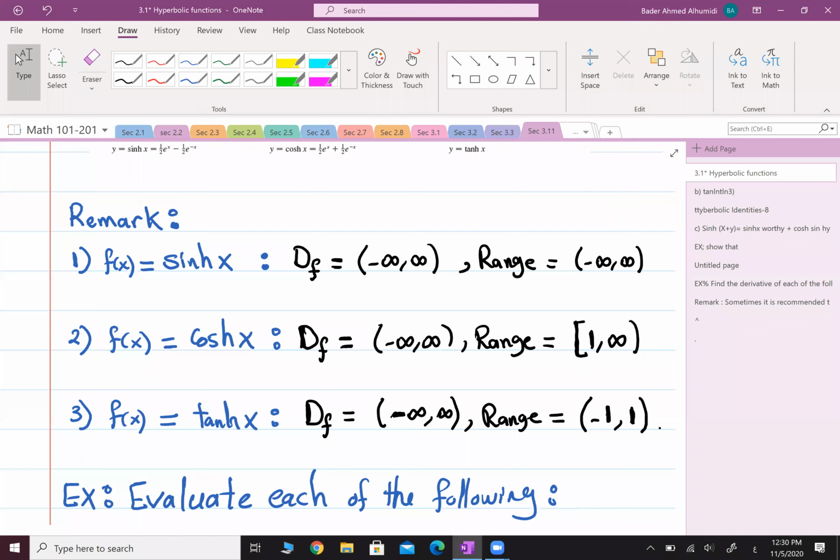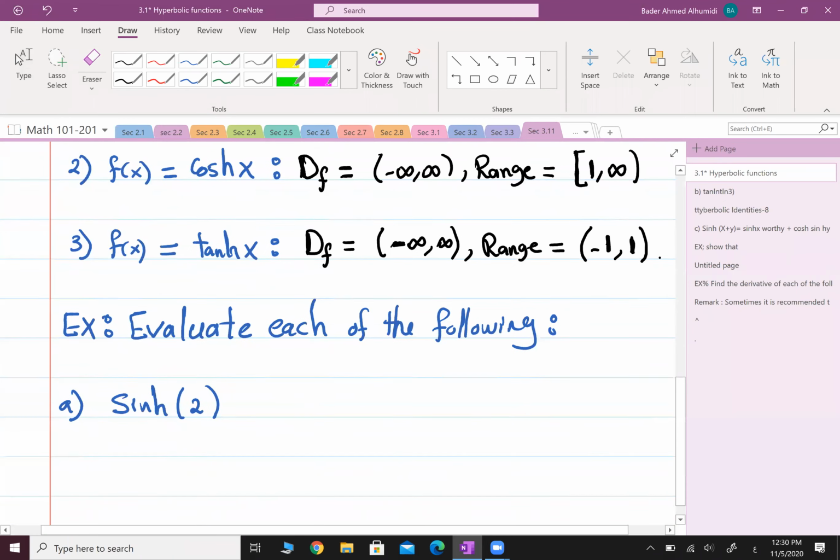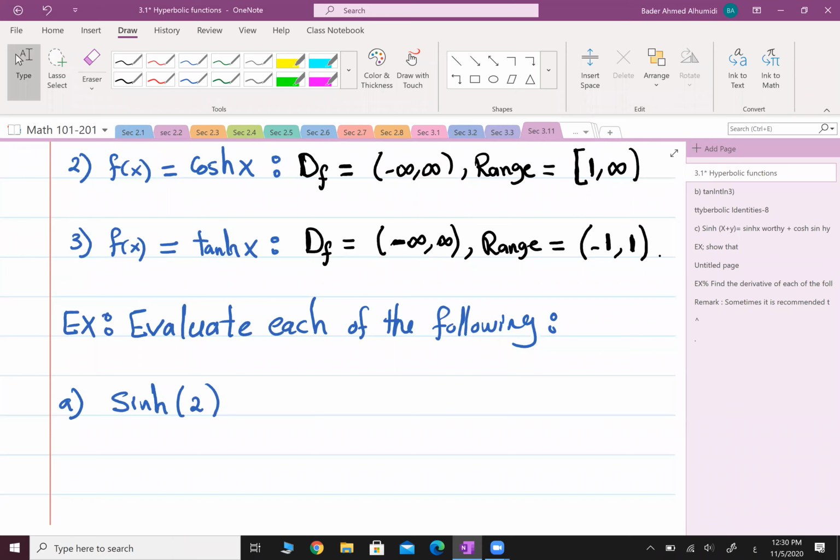Hyperbolic sine has a domain from minus infinity to infinity. The range is minus infinity to infinity. The hyperbolic cosine has the range 1 to infinity, but domain from minus infinity to infinity. The hyperbolic tangent, the domain is minus infinity to infinity, and the range is minus 1 to 1.